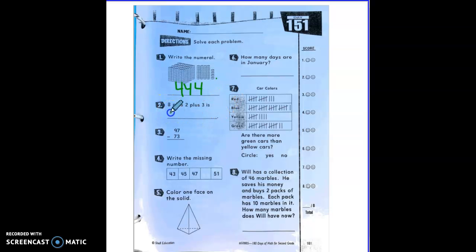8 plus 2 plus 3, hopefully you wrote that out like I asked. 8 plus 2 plus 3. You can make your 10. 8 plus 2 is 10, plus 3 is 13.